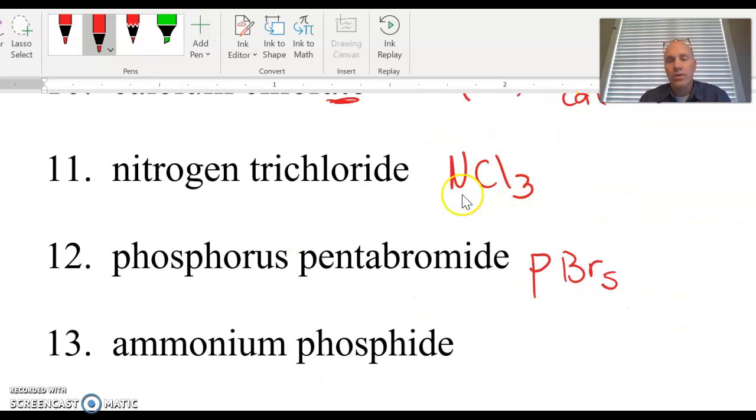We have 2 covalent compounds in a row. Again, we can identify them simply from the fact that there are prefixes in them. One is nitrogen trichloride, and one is phosphorus pentabromide.